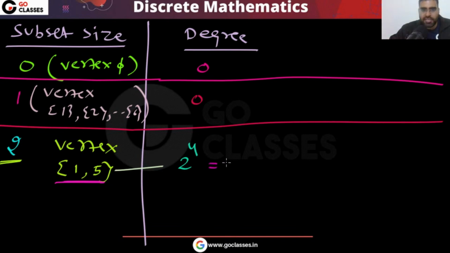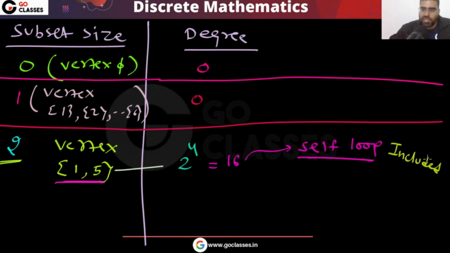Remember, the self loop is counted here. Do you agree? The self loop is counted, because the way this question is created, the self loop will be there. We have included the self loop because we are considering all the subsets. So this will be the degree.